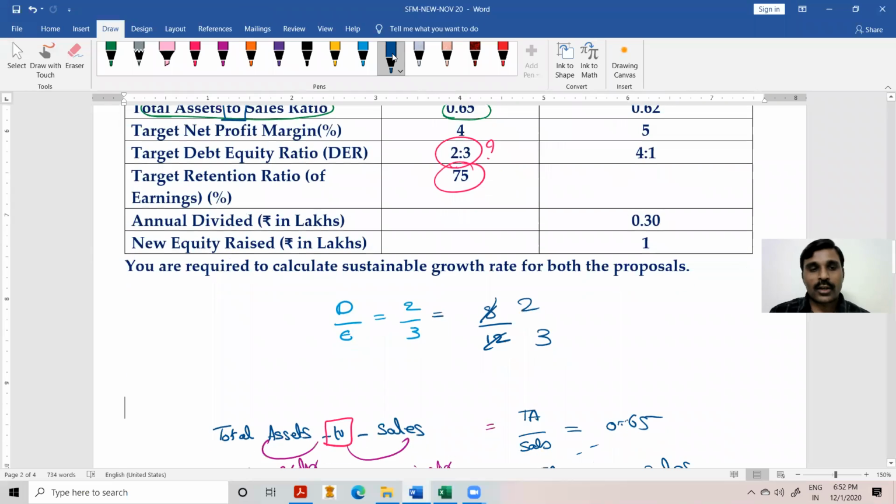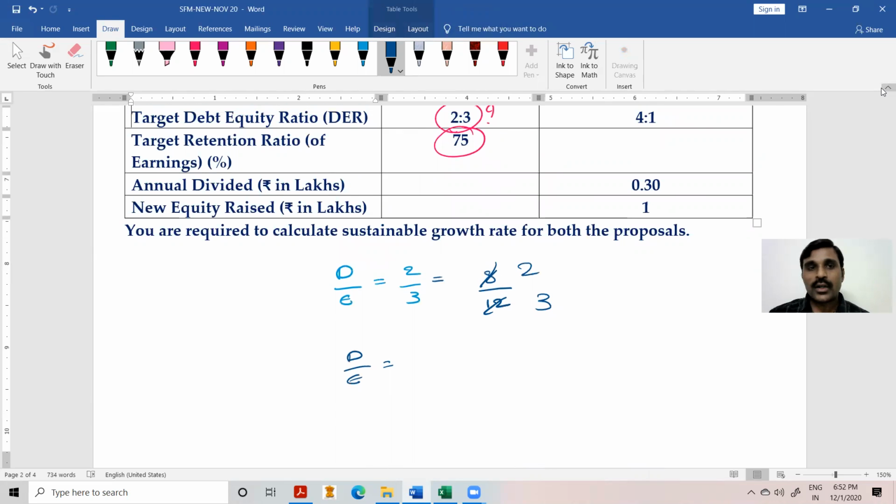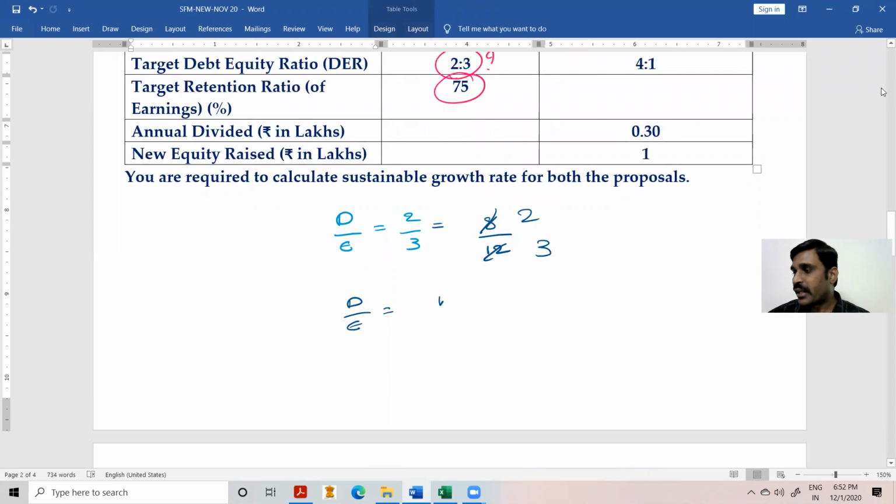But if you look at proposal 2, what is the debt equity ratio they have given for proposal 2? For proposal 2, the debt equity ratio is 4:1. So debt equity ratio is equal to 4:1, and equity we have 13, and debt will be 4 times of that. 4 times of 13 is 52. Therefore, what is the total assets? Total assets is equal to total debt plus equity, that is 52 plus 13 is equal to 65. That is the total assets.